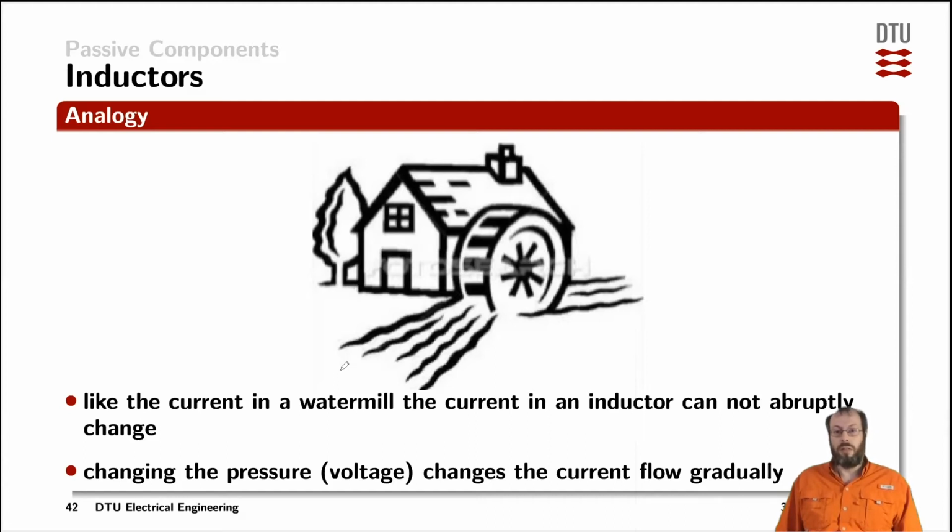So the electrical current in an inductor or the water current in the water mill cannot make any jumps. If you make jumps on the voltage, on the water pressure, on the other hand, the current would not increase immediately, but would be delayed, and then the existing inertia of the water mill, or the existing current of the inductor, would slowly ramp up.